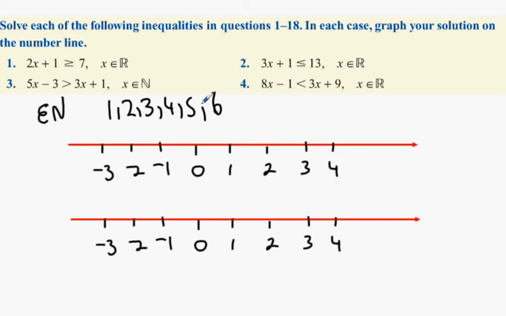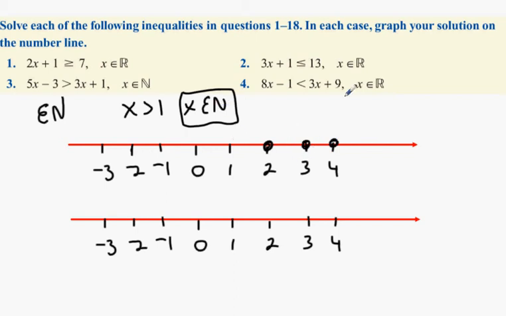Now, if I set this to all the numbers that are bigger than 1, and x element n means we're only taking natural numbers into consideration, what's the answer on the number line? 1 is not included, so it's 2, 3, and 4. Because element n has to be whole numbers, there are no fractions and no decimals allowed, which means you don't fill it in. It's only when fractions and decimals are allowed that you fill it in.